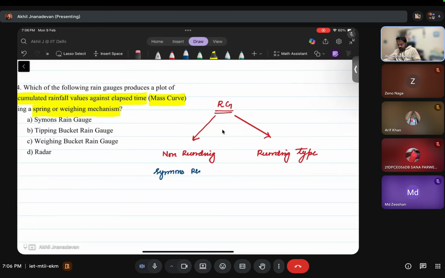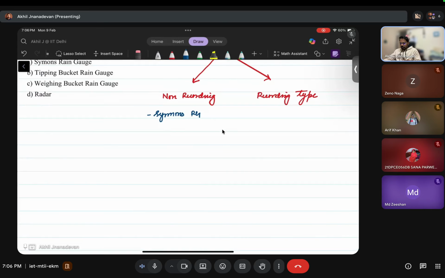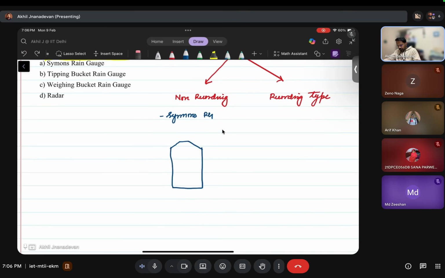So Symons rain gauge is a non-recording type rain gauge. You can see more details in the lecture. The rain gauge has a bucket, and for water to go into it, a funnel is placed over it. It will be fixed in some location. Its base has to be fixed with the help of a concrete block.